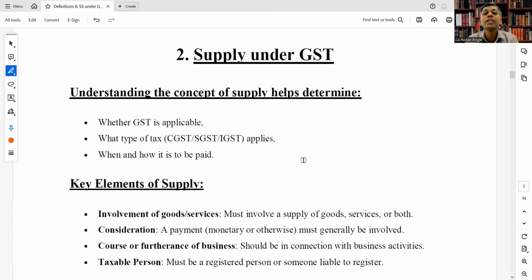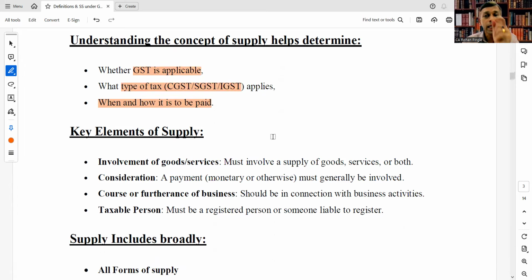That is why understanding the concept of supply helps to determine whether GST is applicable, what type of tax, CGST, SGST, or IGST, applies, and when and how it is to be paid. Key elements of supply.